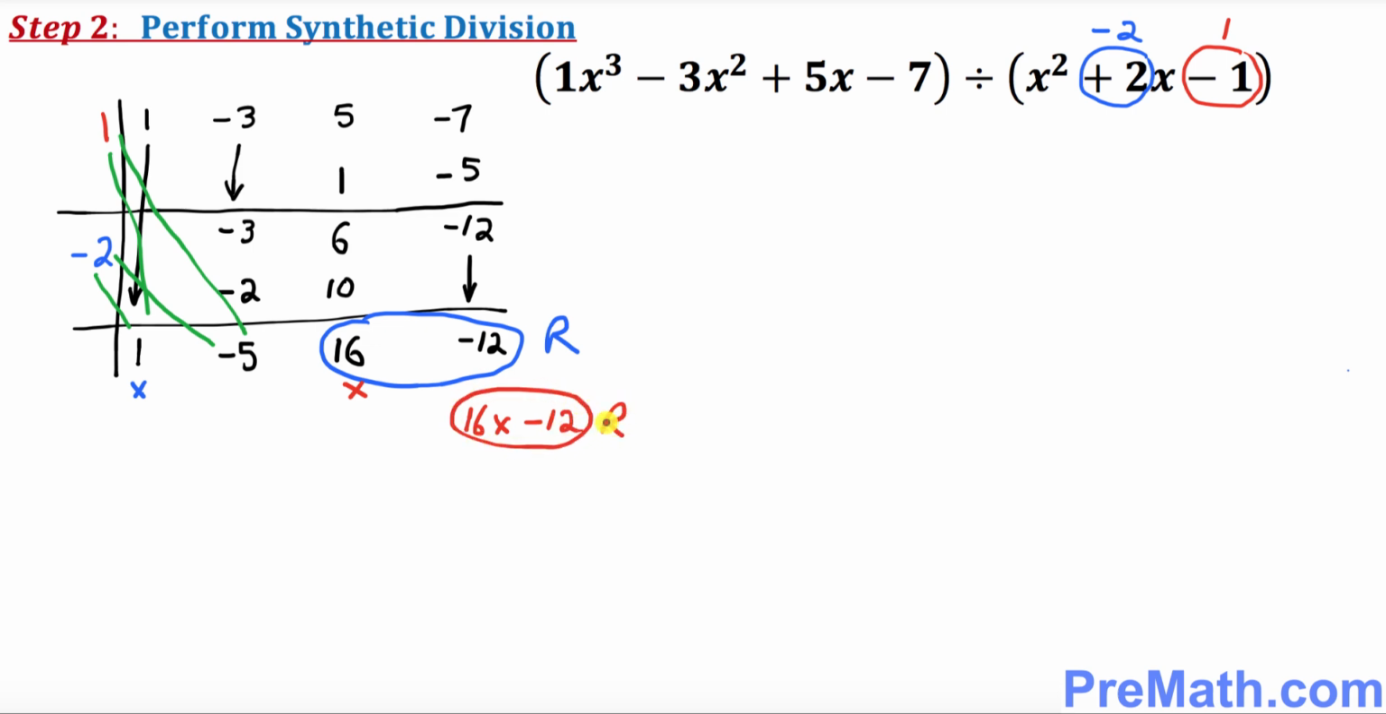Just keep in your mind. And our quotient is going to be how much over here? 1x minus 5. Thus our complete answer is going to be simply, I'm going to put down x minus 5 with the remainder. How much? The remainder is going to be 16x minus 12.